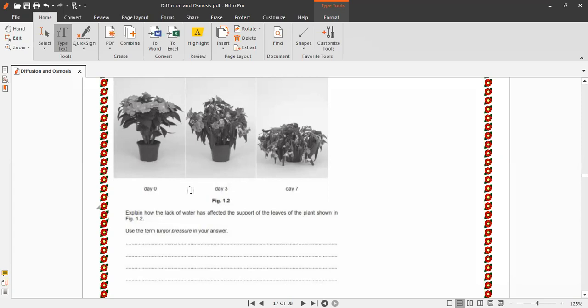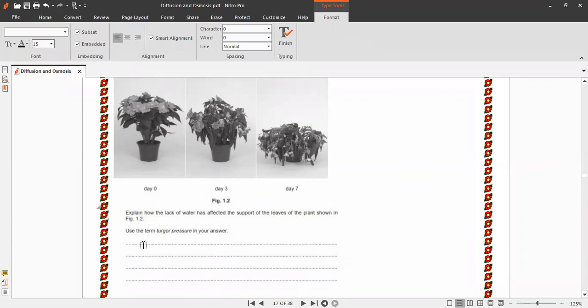For the cell to be turgid, when you put the cell in pure water, it expands and increases in size, and pushes the cell membrane against the cell wall. This is called osmotic pressure. Can you answer now? How? There is no water. The lack of water. There is no water to exert pressure on the cell wall.